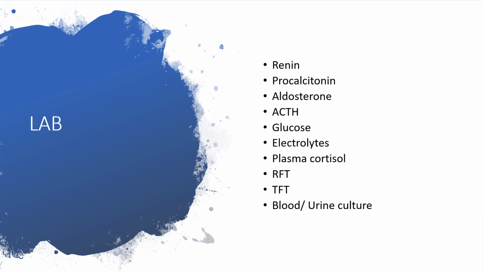At the lab, we want to know the value of renin and procalcitonin, because that will guide us as to whether we have a problem with bacteria or virus and whether our medication is working or not. Aldosterone level, ACTH level, glucose, electrolytes, plasma cortisol level, renal function test, thyroid function test, blood and urine culture.